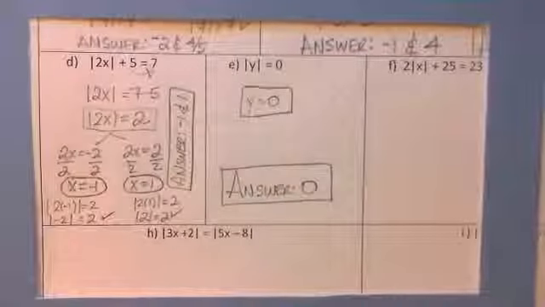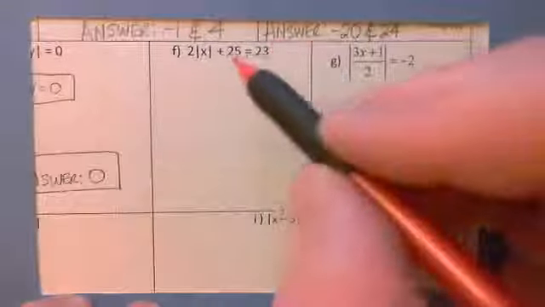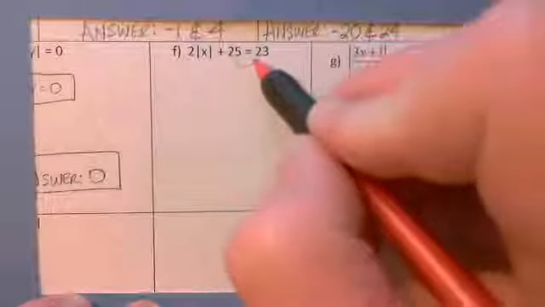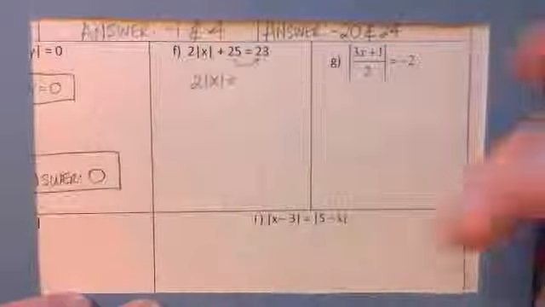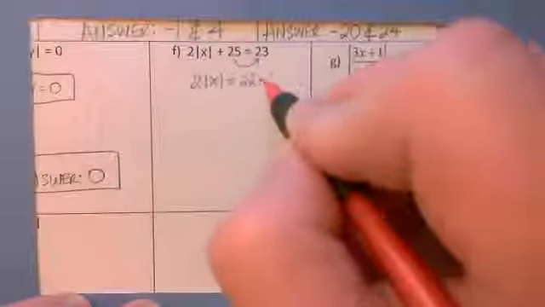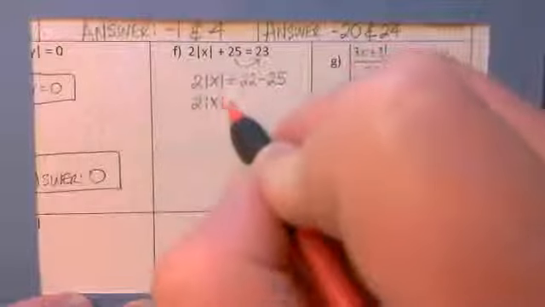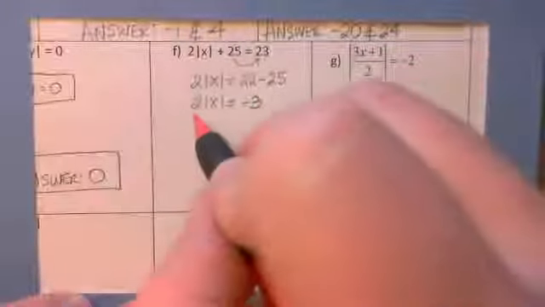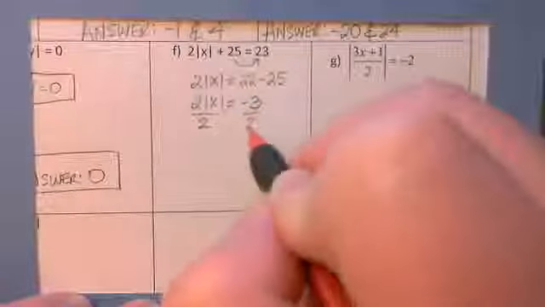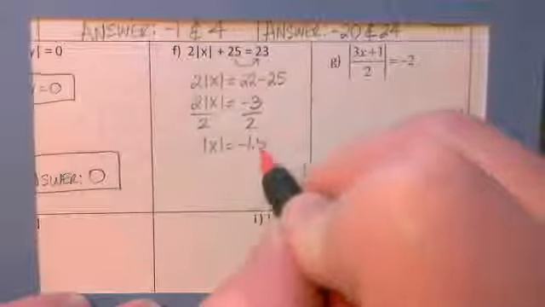Okay, let's go on to letter F over here, and letter G. Again, I need to get the absolute value by itself, so I'm going to move this 25 to the other side. So this would be 22 minus 25. So it would be 2 times the absolute value of x equals negative 3. We can go ahead and divide by 2, so this would be absolute value equals negative 1.5.